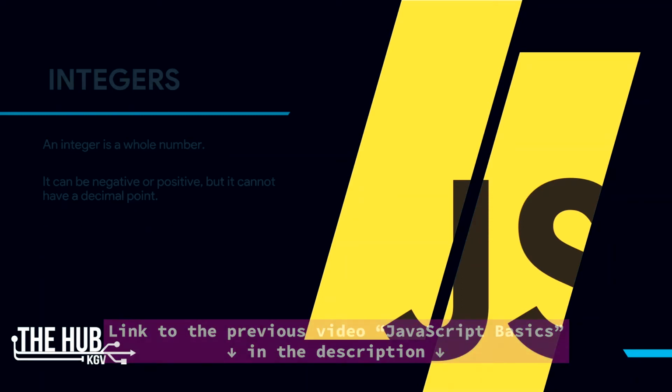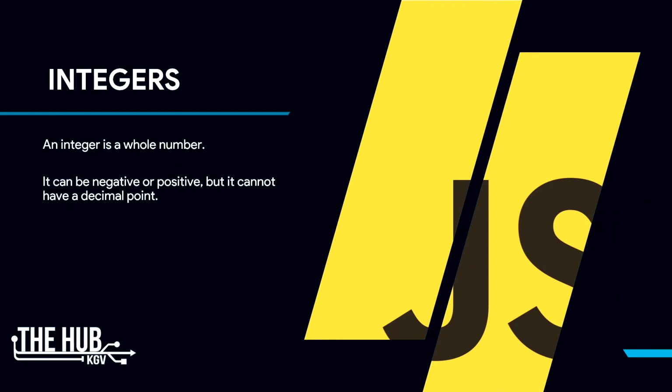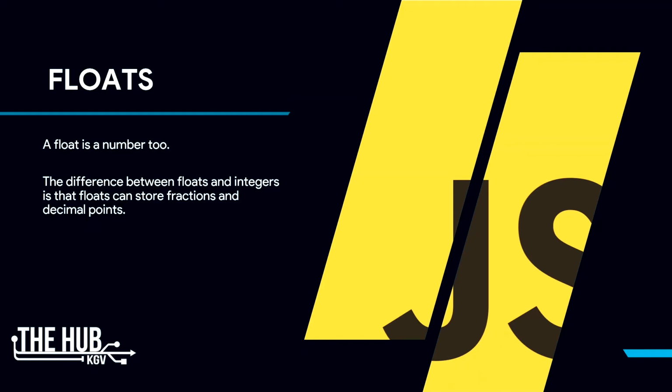An integer is a data type that stores a number. This number can be any negative or positive number, but it must be a whole number. An integer data type cannot store a decimal point. That is where floats come in. Floats are a data type that can store rational numbers, meaning they can store fractions and numbers that have a decimal point in them, i.e. numbers which are not whole.